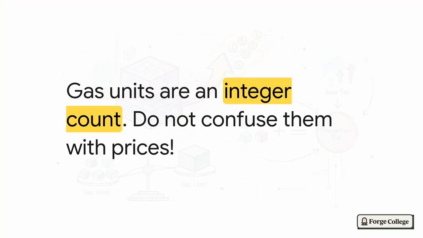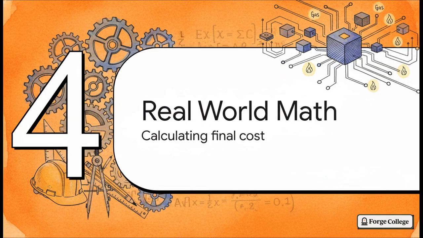So here is the absolute most crucial point of the day. Never, ever confuse the integer count of your gas units with the monetary price of gwei or wei. Gas units are just a raw tally of computational steps, like counting 21,000 physical seats in the theater. Gwei, on the other hand, is the actual currency you pay per seat. You've got to convert them consistently. Otherwise, you'll run the math and think you accidentally spent the GDP of a small nation on a simple token transfer.